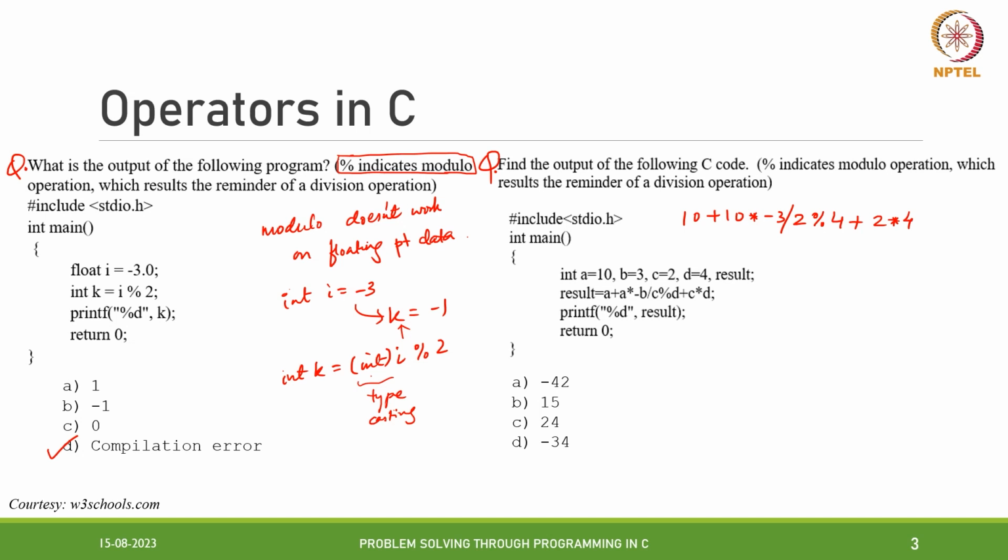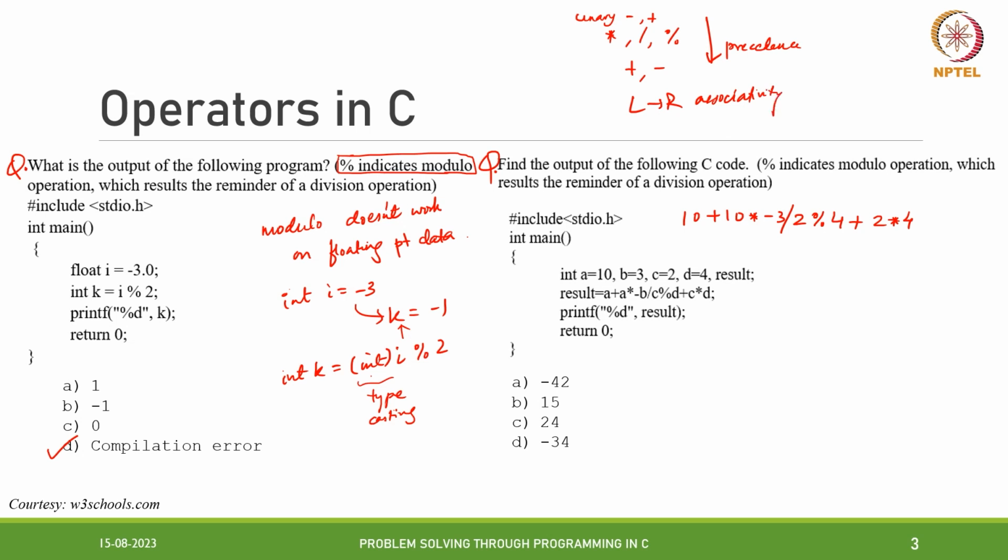Right. So let's see how it is getting evaluated. If you remember the associativity and precedence rules, first unary plus and unary minus, then multiplication, division and modulo operations, then addition and subtraction. This is how the precedence goes, and all of these have left to right associativity.